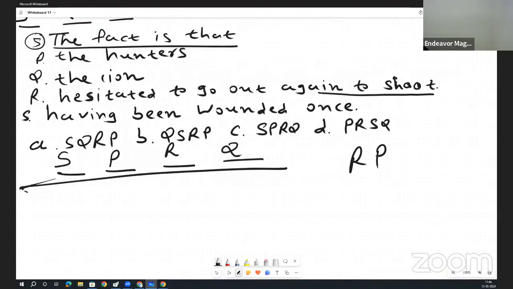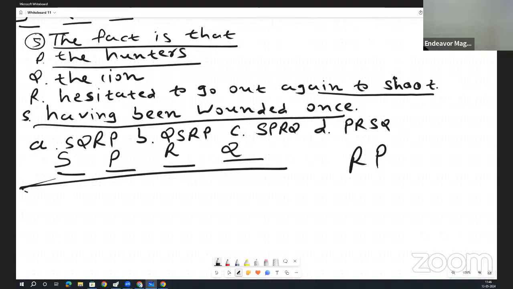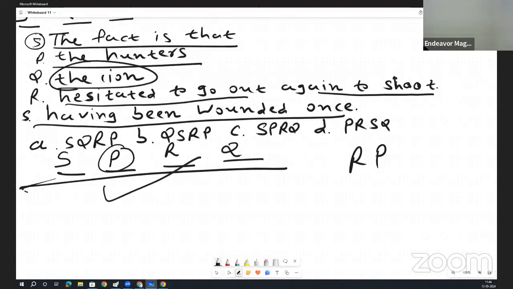Okay. The fact is that having been wounded once, who were wounded? The hunters, right? As P hesitated. After they were wounded, they hesitated to go out again to shoot whom? The lion. So the answer is, students, S, P, R, Q.